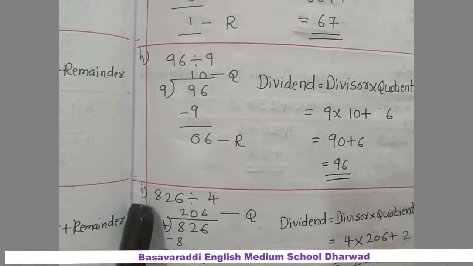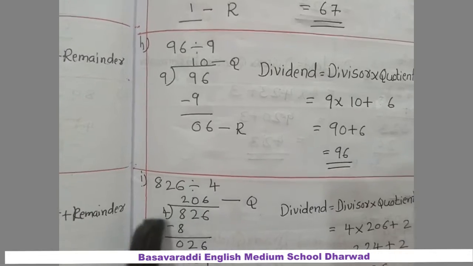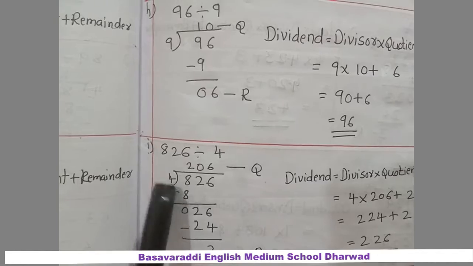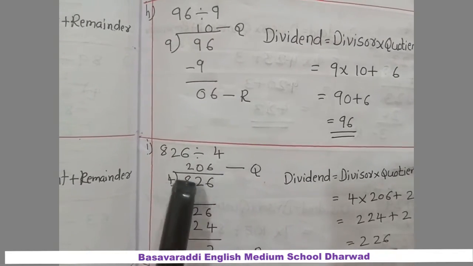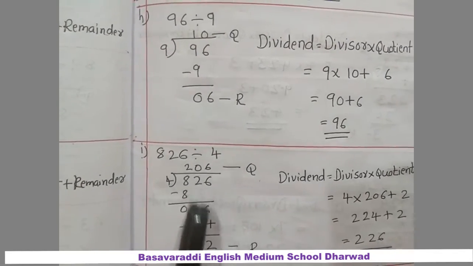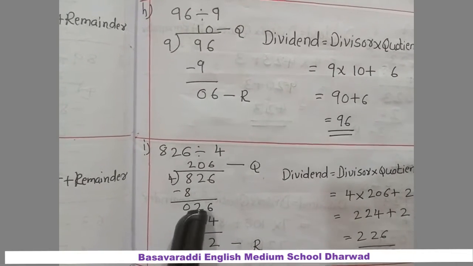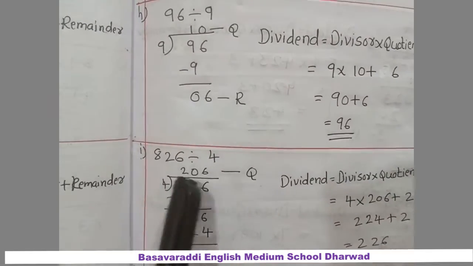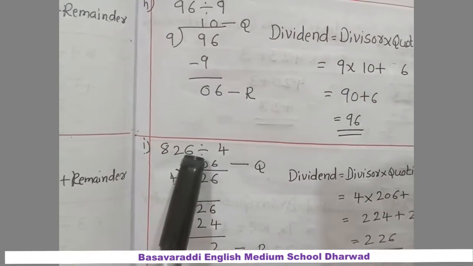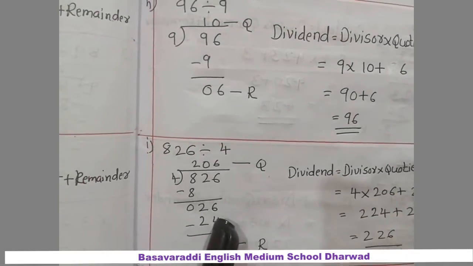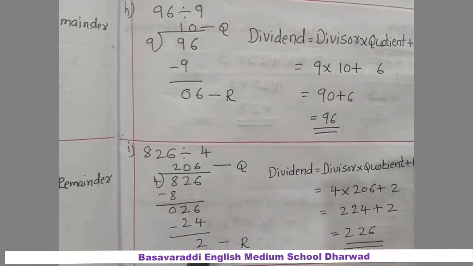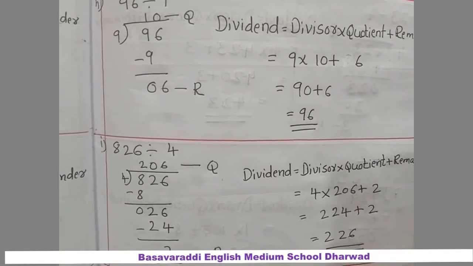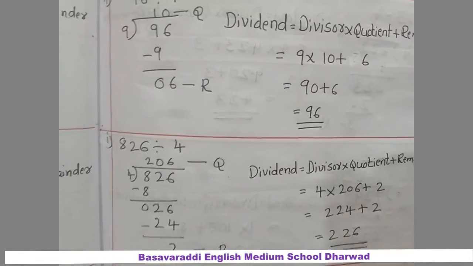And 826 divided by 4. So 4 is the divisor and 826 is the dividend. So 4 to the 8, and again we bring this one down. This is the hundreds place, and again we move on to the tens place, and 2 we can't divide, so we have to bring down the ones place, 26. When we bring this one down, we have to put 0. Again we have to recall the tables. 4 6s are 24. 2 is the remainder. Again we have to check this one. 4 into 206 plus 2, that is 224 plus 2, that is 226.